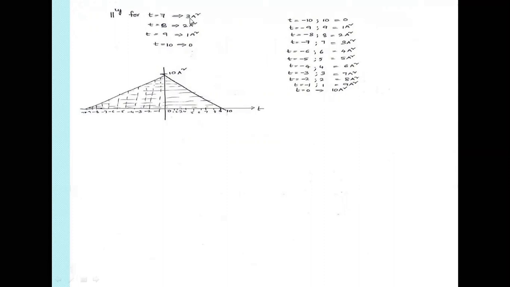Okay, at t equal to 7, 3a square; t equal to 8, 2a square; t equal to 9, a square; and at t equal to 10, it is 0. So from -10 the value increases up to 10a square at 0, and again it decreases. Got it, my students?